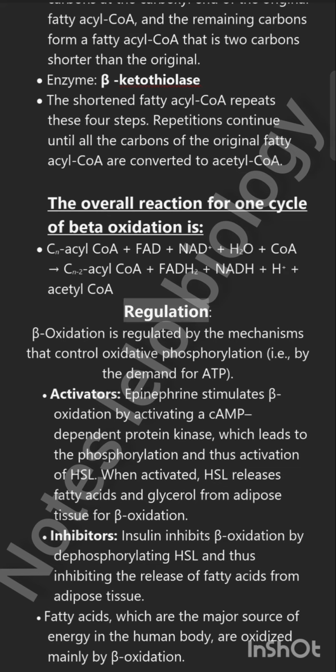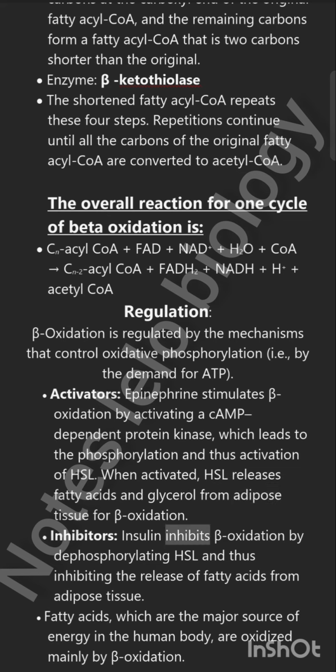Regulation. Beta oxidation is regulated by the mechanisms that control oxidative phosphorylation, i.e., by the demand for ATP. Activators: epinephrine stimulates beta oxidation by activating a cAMP-dependent protein kinase, which leads to the phosphorylation and thus activation of HSL. When activated, HSL releases fatty acids and glycerol from adipose tissue for beta oxidation.